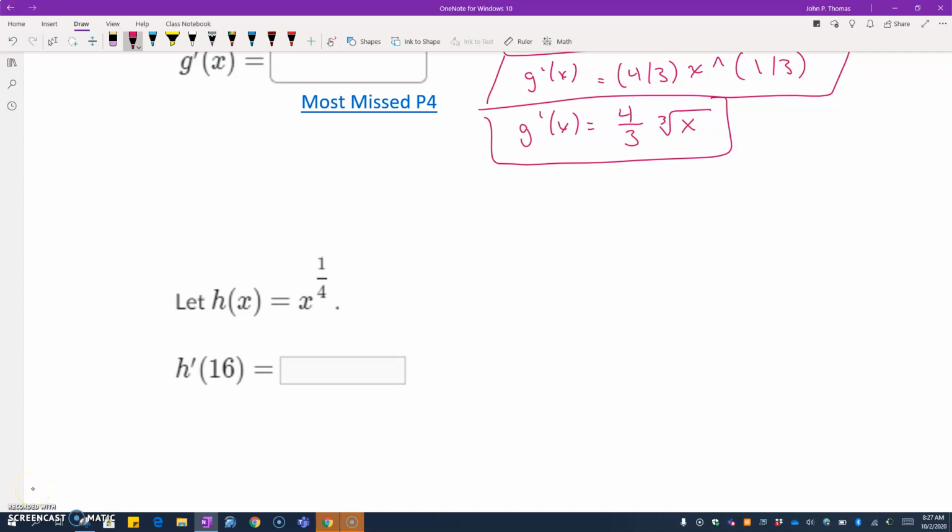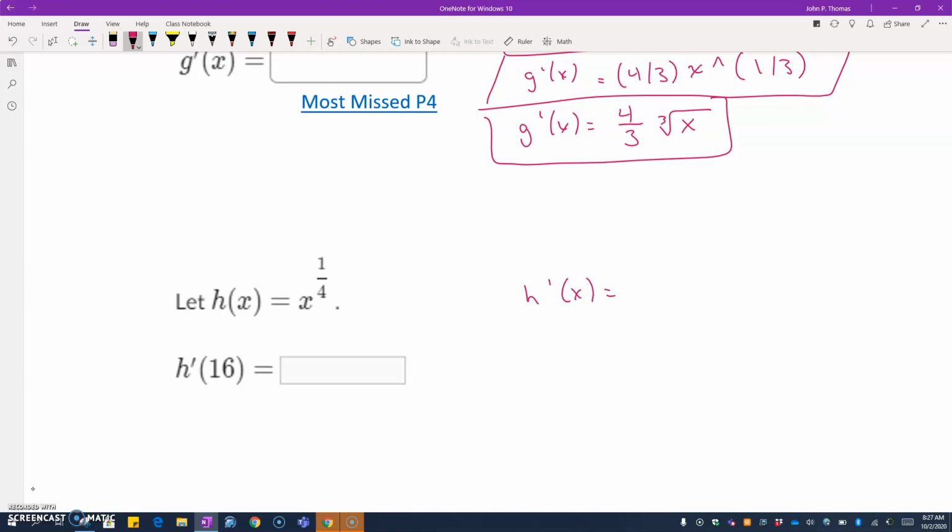All right, let's take a look at one more before I head off to class, and then I'll come back and finish these out. So the first one here is going to be h of x equals x to the 1/4, and it specifically wants h prime of 16. All right, we're definitely in the shortcut world now, so we're going to go h prime of x equals.